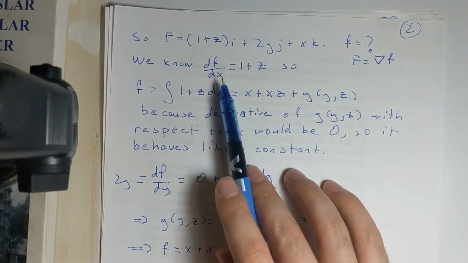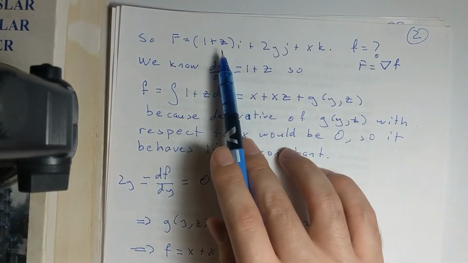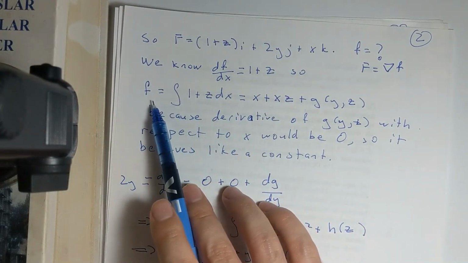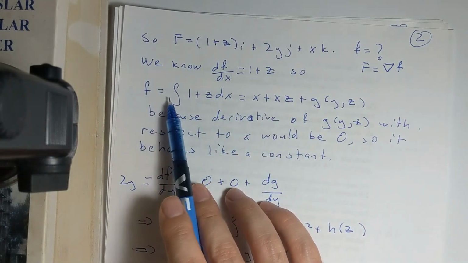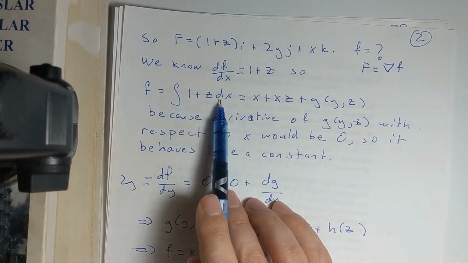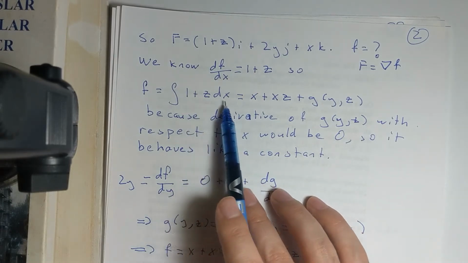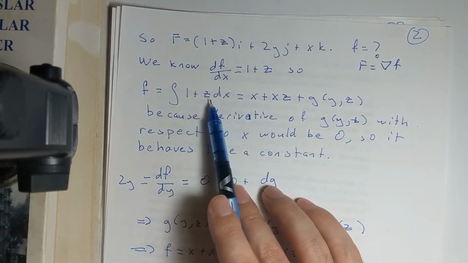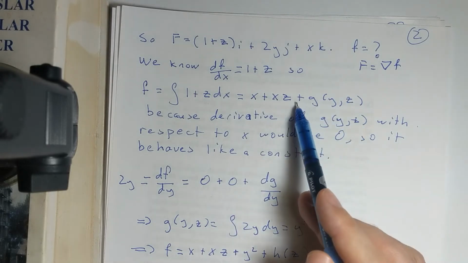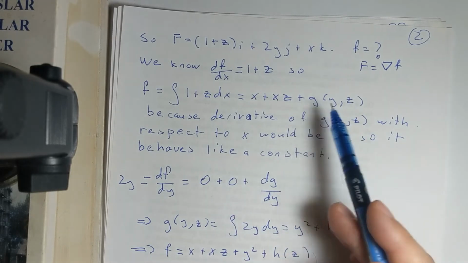gradient of f, well, df dx is 1 plus z. So integrating both sides with respect to x, I would get f is equal to the integral of 1 plus z dx. So that's going to give me, when I do it with respect to x, of course, z is a constant, so I get x plus xz plus a function of y and z. I'm going to call that g.